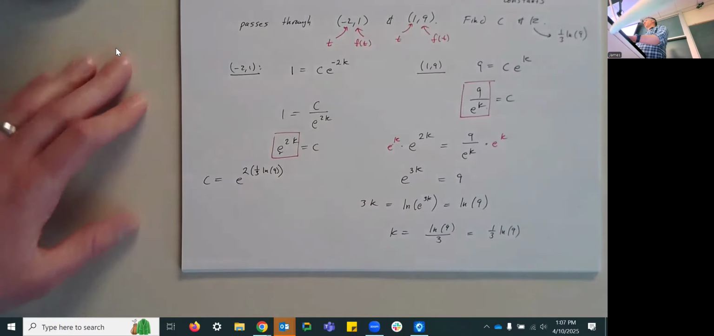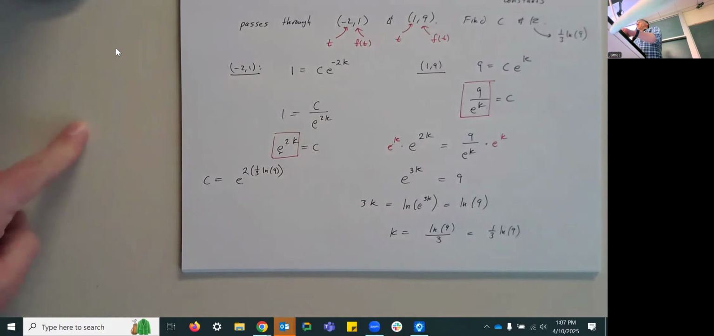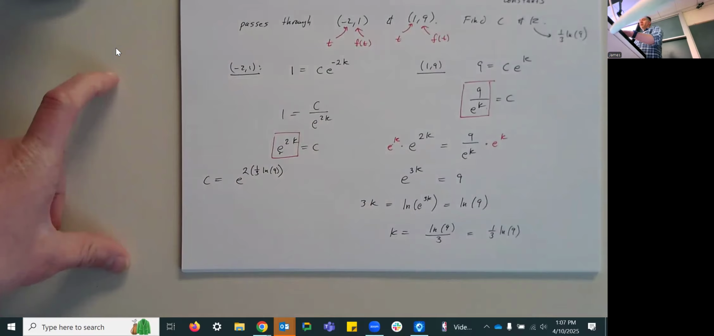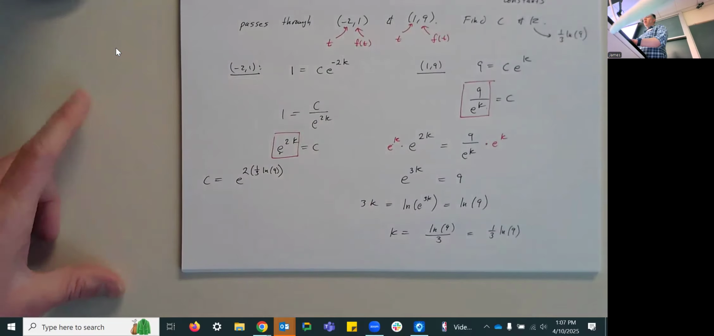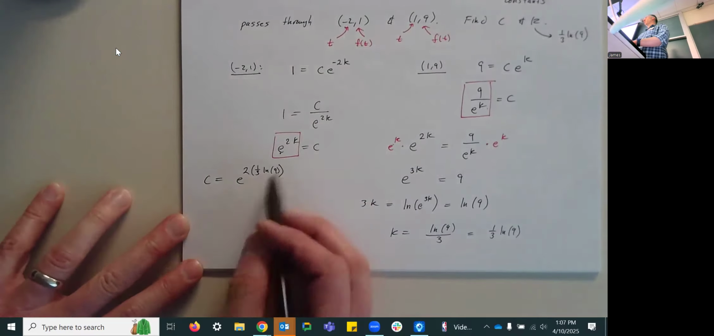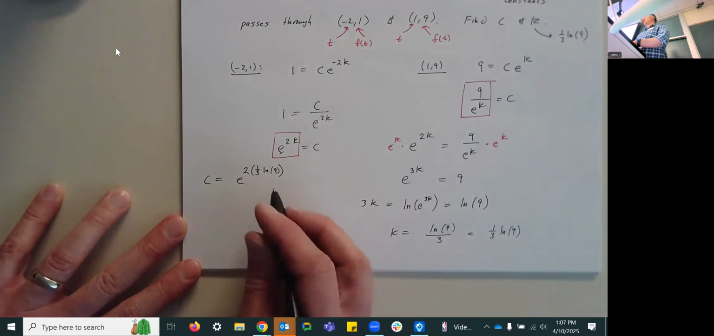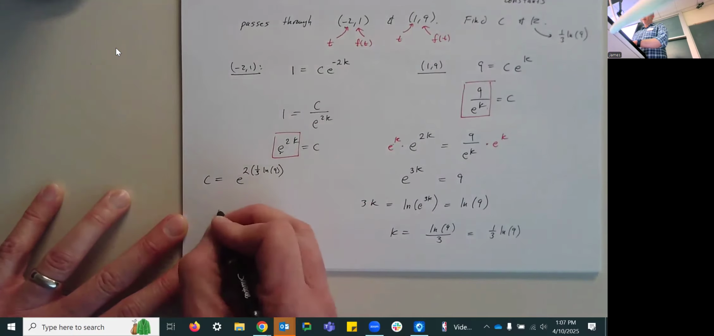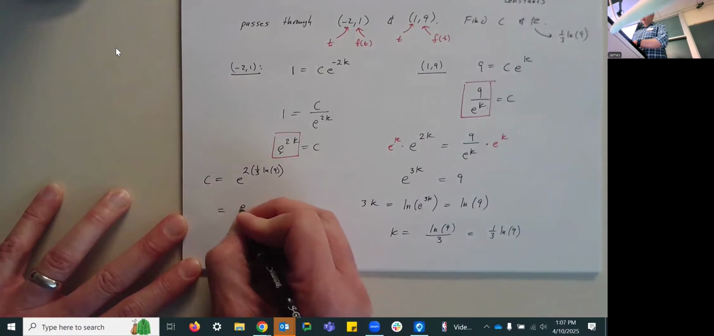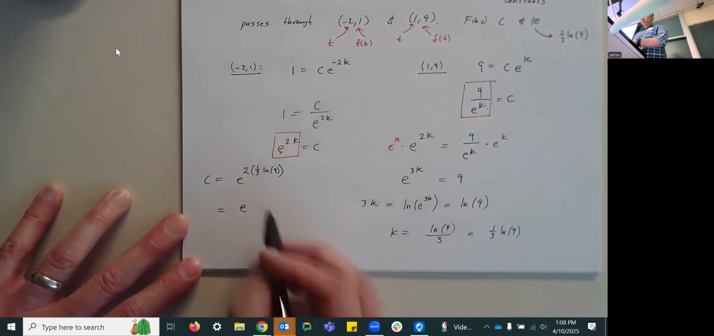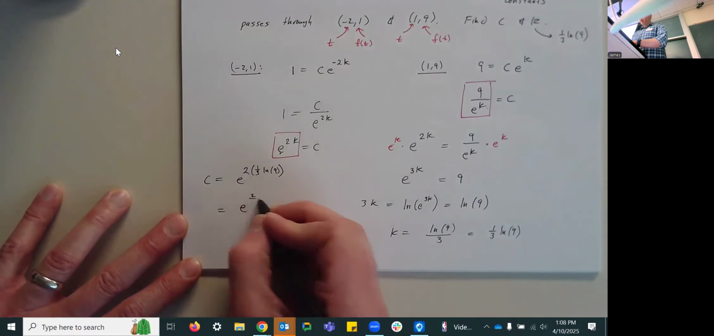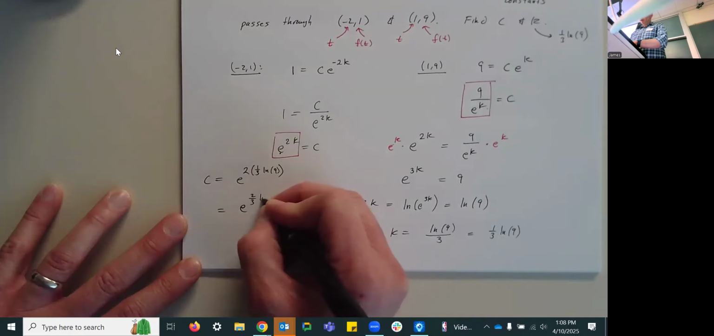I would probably normally do it like that, but I want to show you something that's going to happen more often than not. When you have e to a power and you have a natural log in that power, it's usually a good idea to do the following. A good idea is probably an oversell, but you can see something. So 2 times 1/3 is 2/3. You have 2/3 natural log of 9.